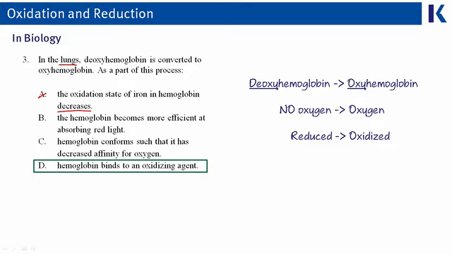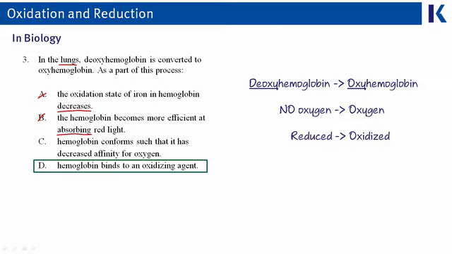Choice B says the hemoglobin gets better at absorbing red light, but that's wrong too, because if you know what happens to the color of your blood when it gets oxygen in it, it turns more red when it is oxygenated, meaning it reflects red light more, not absorbing it.